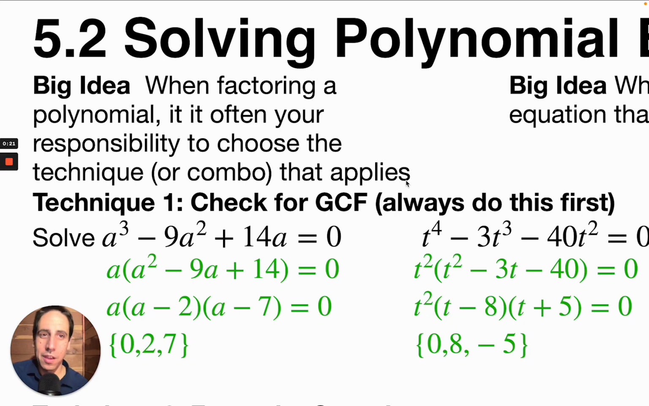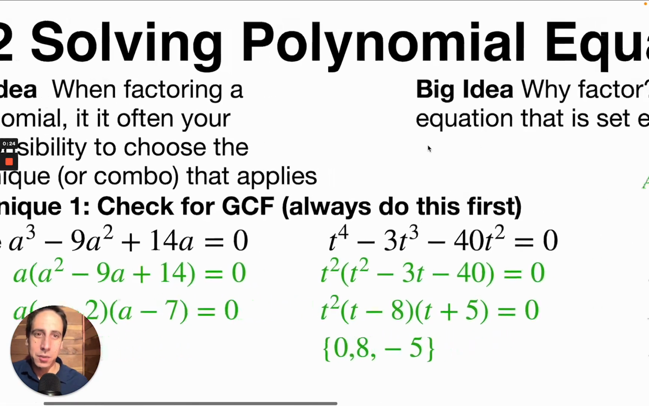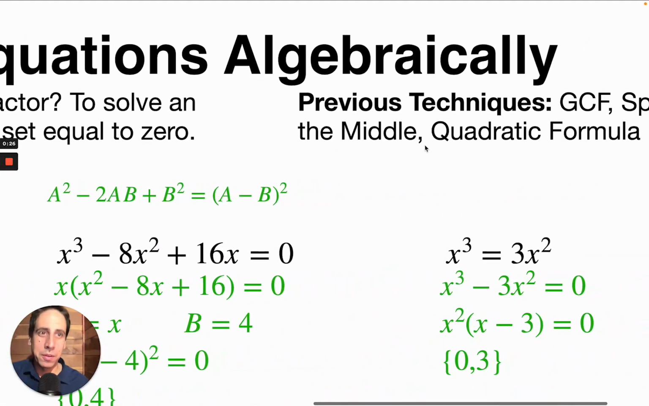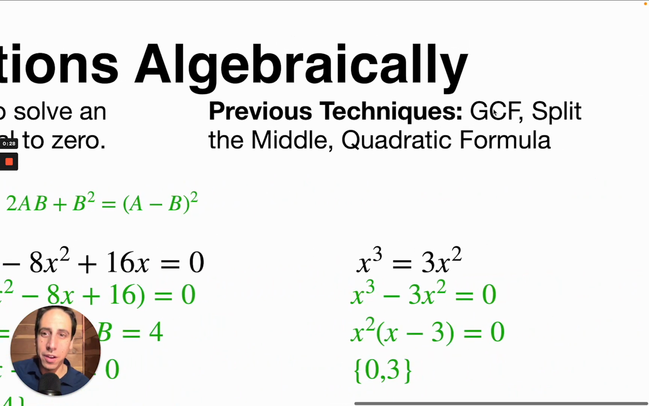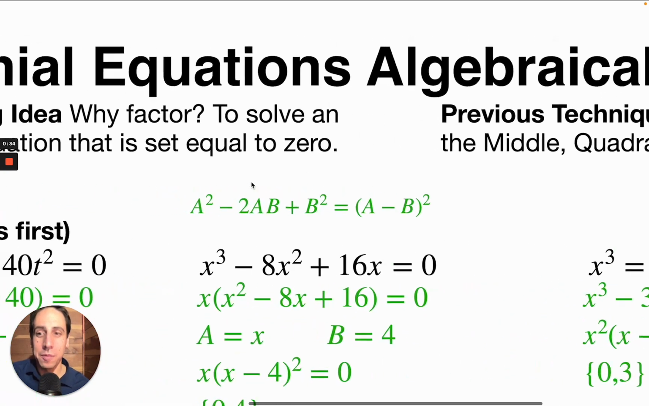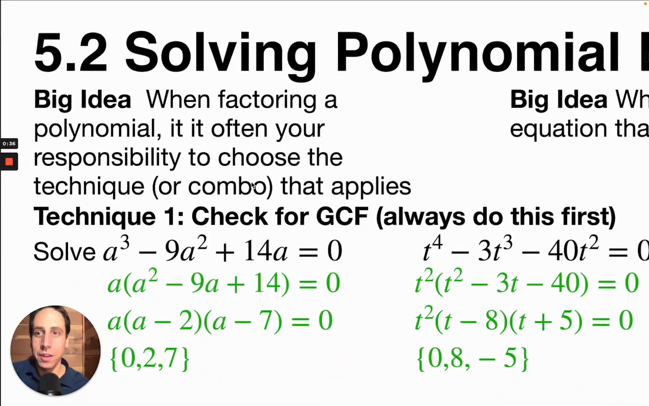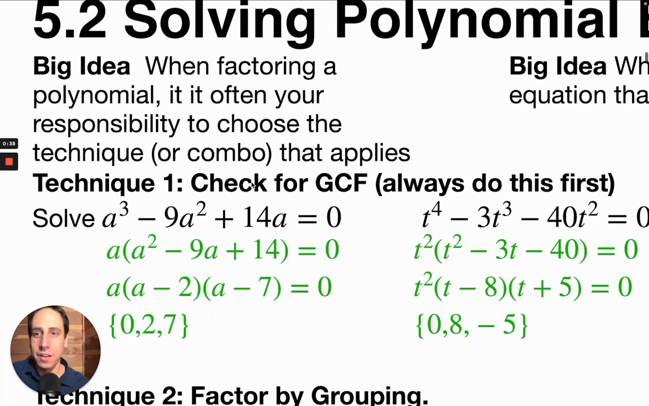Just flashback to chapter 3. You remember what we did. What this looked like was finding greatest common factors, splitting the middle, the quadratic formula, all that stuff. We're going to bump it up a notch and combine them. Sometimes we'll have multiple techniques running together at the same time. It's going to be a wild ride, but here we go together.